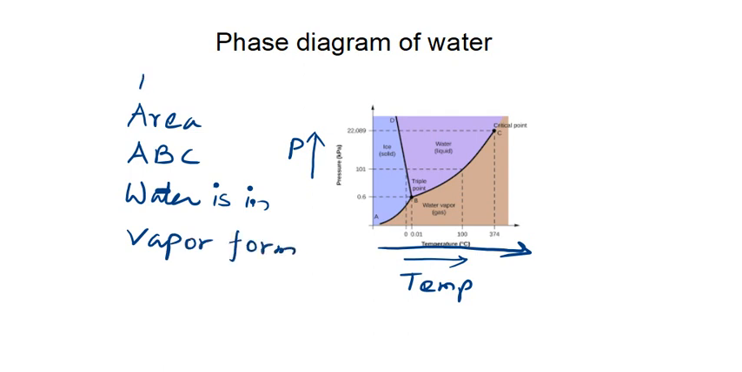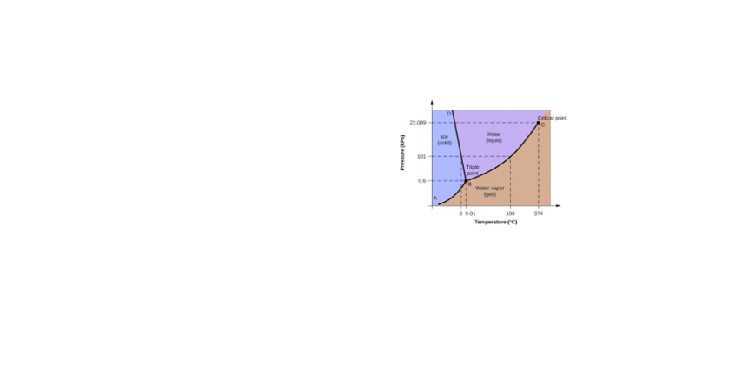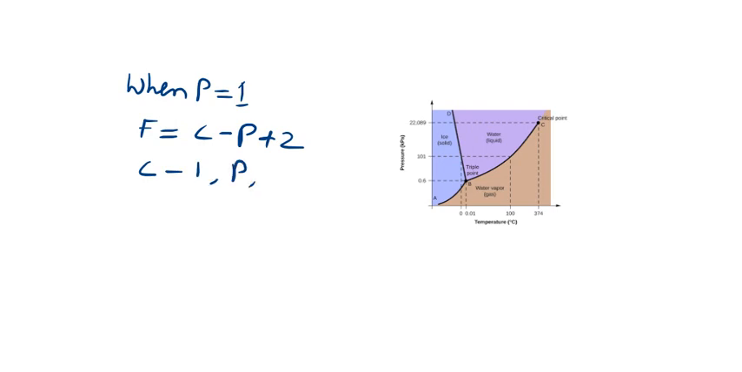In area A, B, C, water is in vapor form only, and thus only one phase exists, and that phase is P is equal to 1, that is gaseous phase. And the phase rule can be written as, when P is equal to 1, F is equal to C minus P plus 2. Component is 1 and phase is 1.